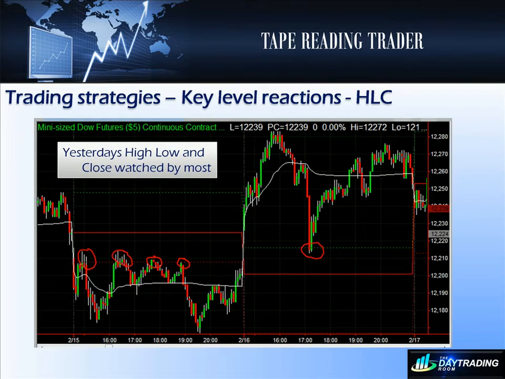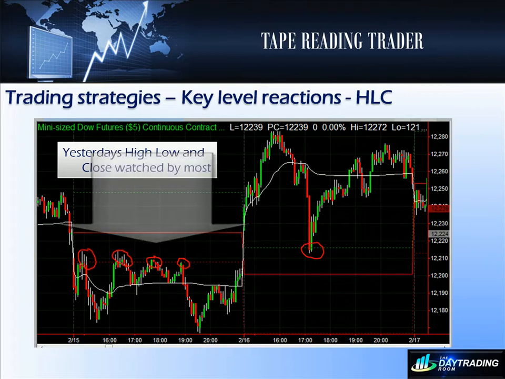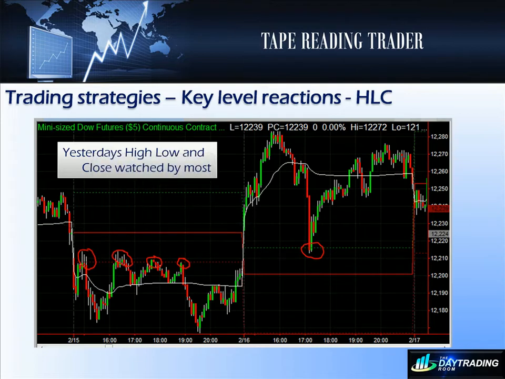Mini Dow. Yesterday's high and low close, yeah, they're watched by most. It's well worth putting those on your charts. You can see this here. Dow pushed down very, very aggressively, actually, to the prior day's high, and you can see how key that high was. Not only was it the prior day's high, but I've circled in red there the amount of times we tagged that sort of level. So a lot of people watching that. Definitely a level you want to be looking at the tape.